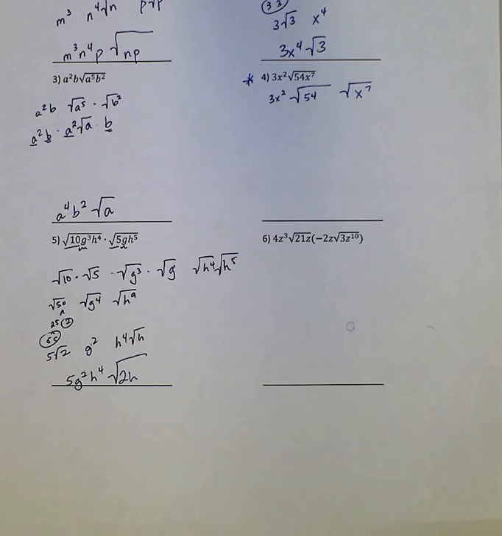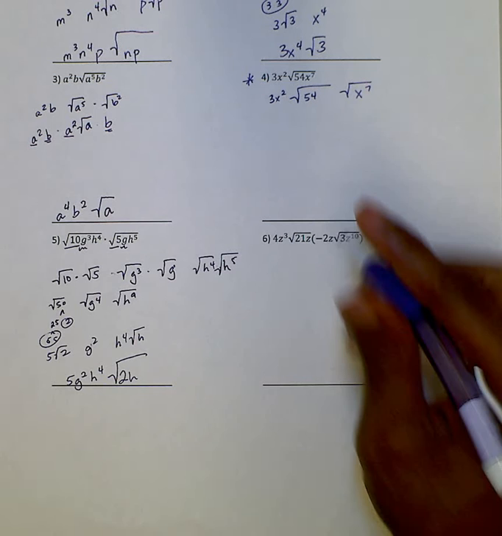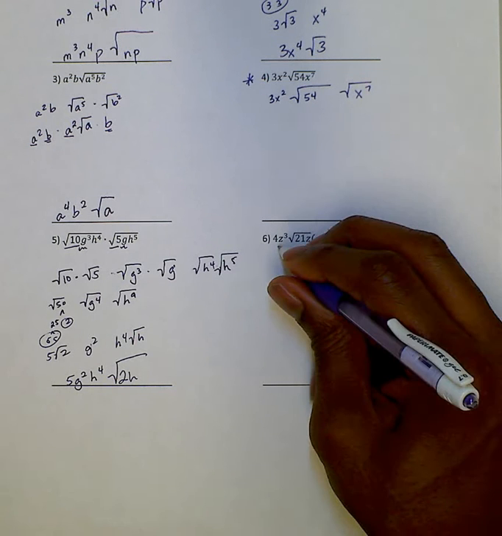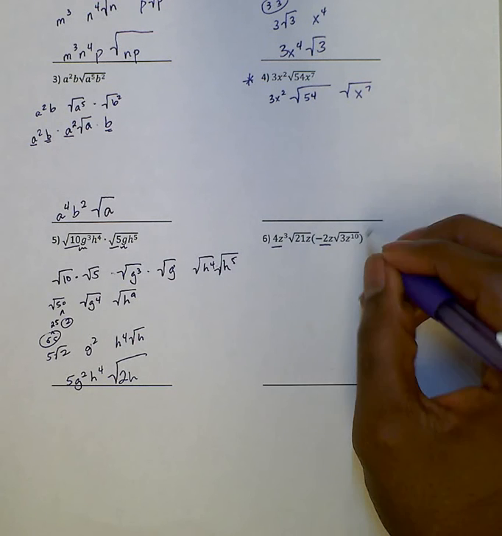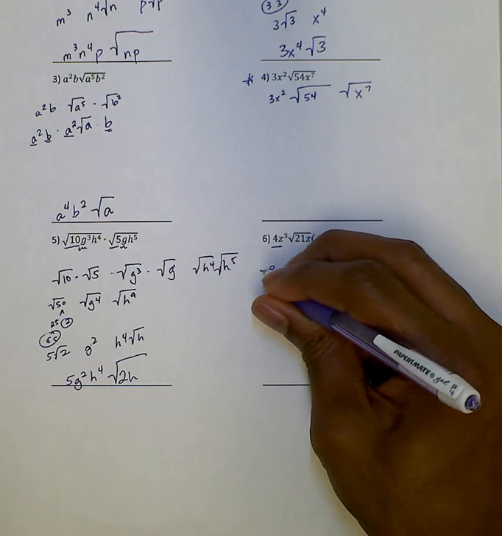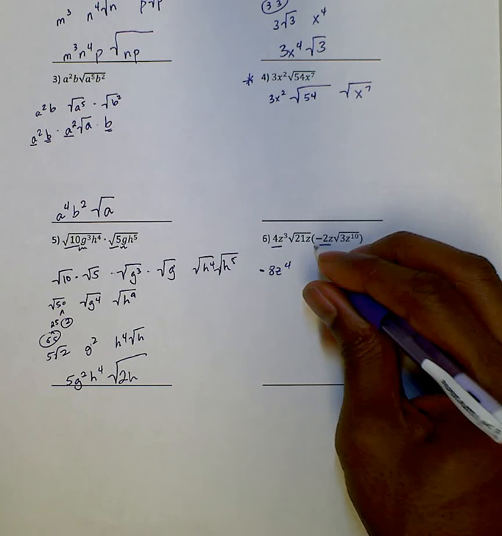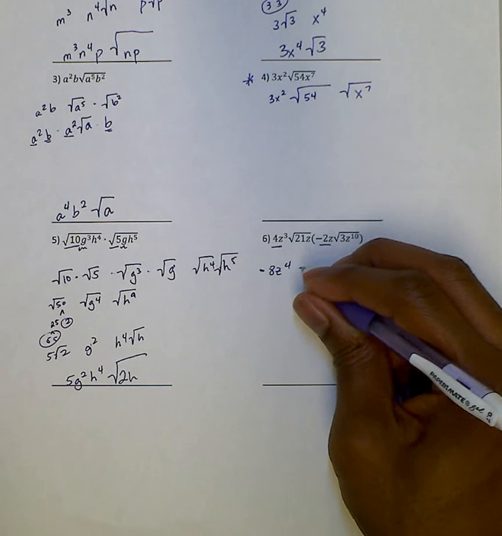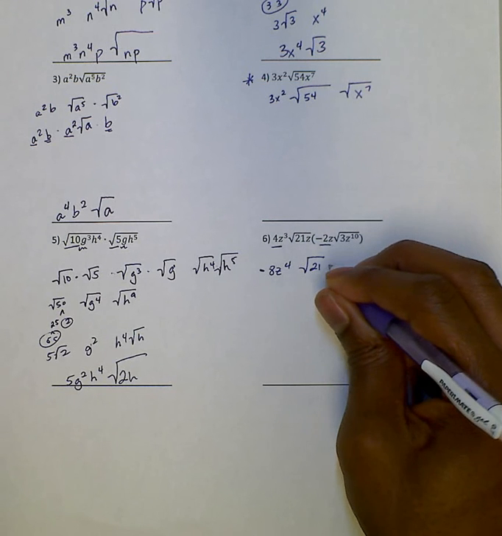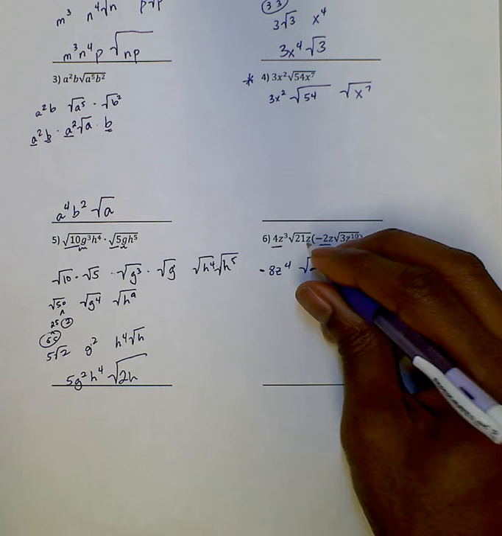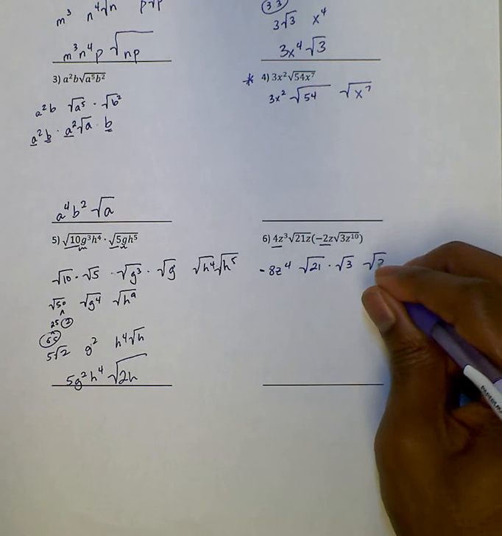Okay, let's get some ways on number 6. So number 6, look, we have some numbers on the outside. I'm going to multiply those together. Negative 8, z to the fourth. Then inside of our radical, we'll separate these in the same step. We've got radical 21 and radical 3. We got radical z and radical z to the 10th.